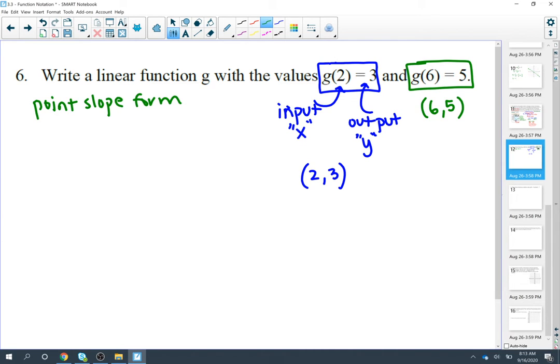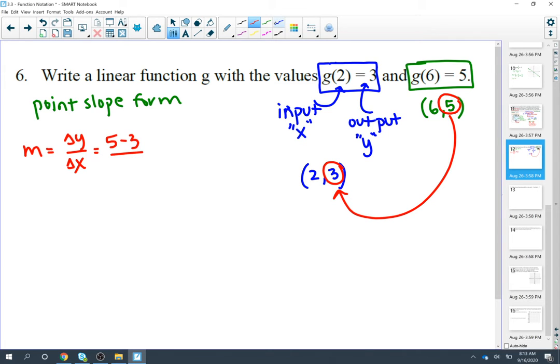Well, we have 2 points. Now I need the slope. So remember, slope is represented by m, which is your change in y over your change in x. If I'm going to do my change in y, I have a 3 and I have a 5, so I'm going to do 5 minus 3 over my change in x, which I have a 6 and a 2, so 6 minus 2. 5 minus 3 is 2. 6 minus 2 is 4. If we simplify, we have a slope of 1/2.